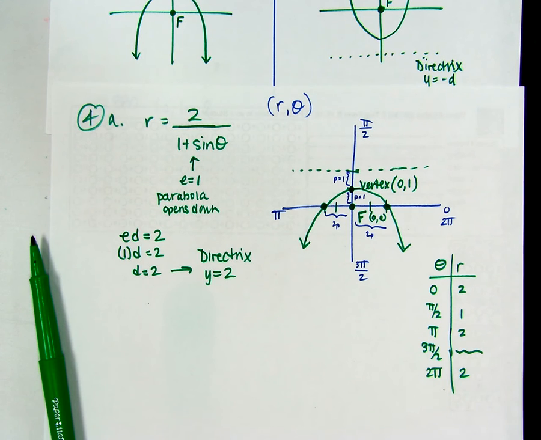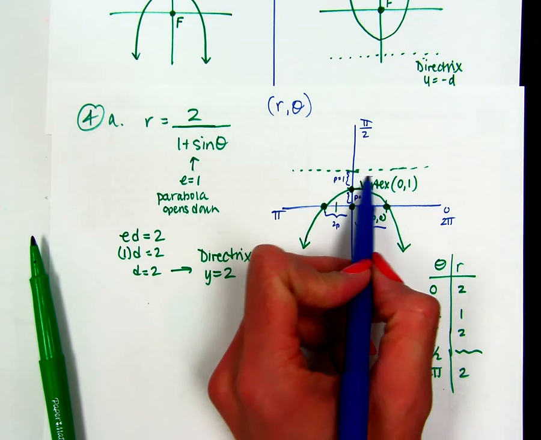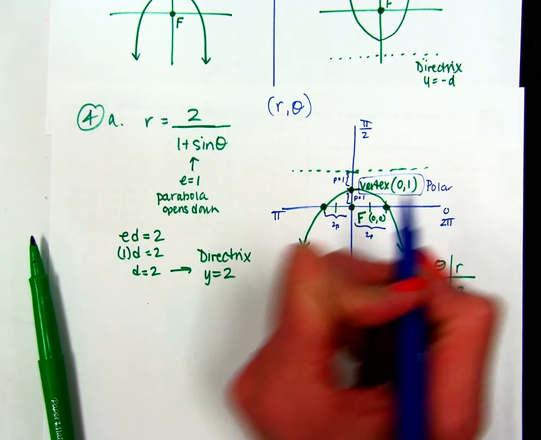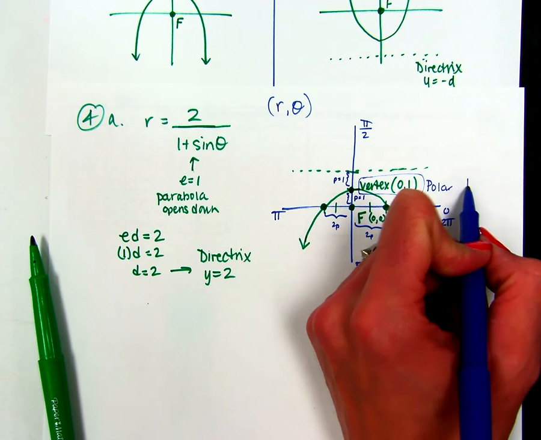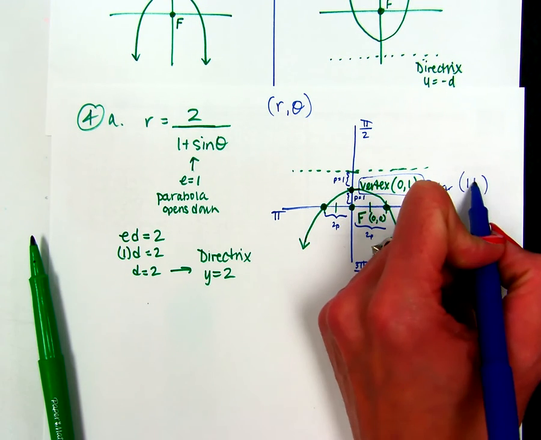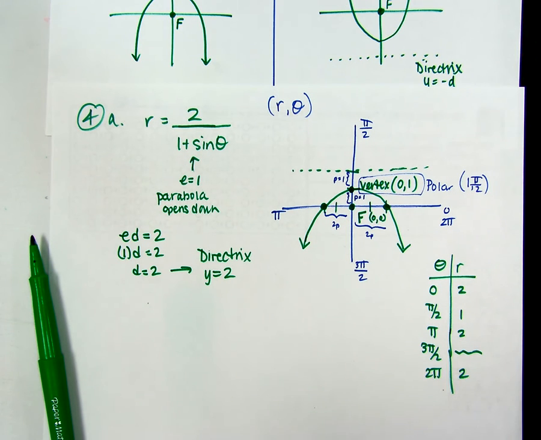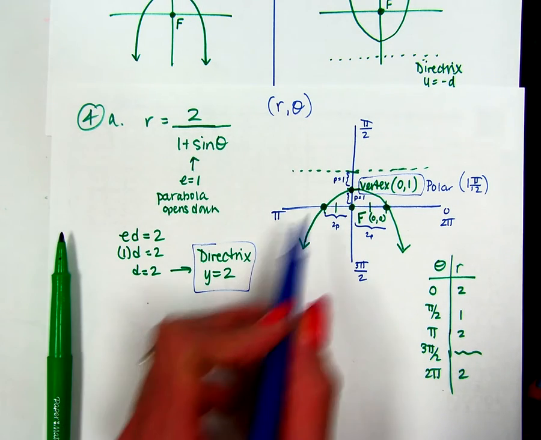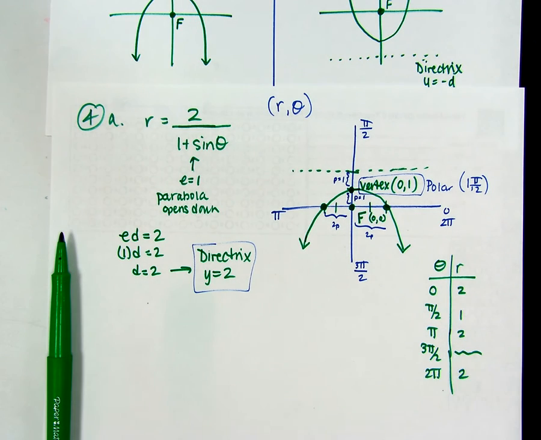All right, so just to double check what the book asked you to answer, it says, specify the coordinates of the vertex in rectangular form, so that would be this. If we needed it in polar form, it would be 1 as the radius and pi over 2. But it did ask in rectangular form. And it also asks you for the equation of the directrix, which we have. So that's y equals 2. And we graphed it. All right, so we're all done with 4a.